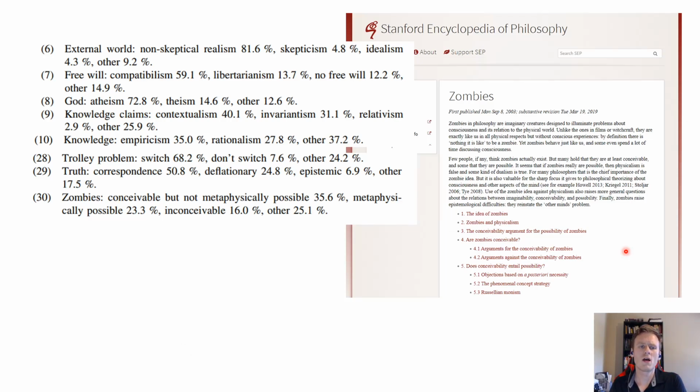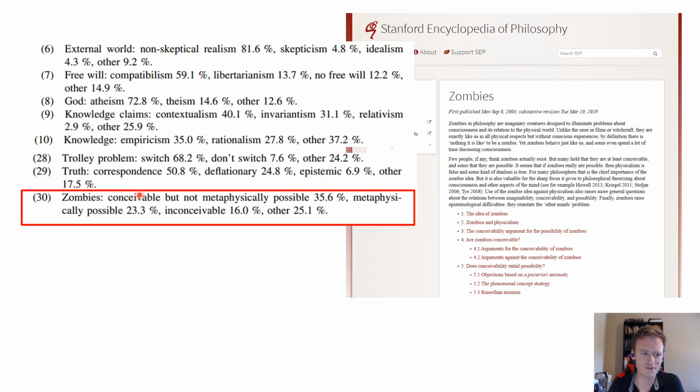I should note, this is one of the great philosophical questions, so much so that there's a whole SEP article on zombies. And in philosophical surveys, these are one of the basic questions. Here's a basic question in philosophy. What do you think about the external world? Notice most people are not skeptics. Only 5% are skeptics about the external world, which I want to know who those people are. Free will, great questions like compatibilism. Do you think that free will is compatible with determinism? Libertarianism, we are free despite a deterministic universe. No free will or other. So all these great questions, but you also have the zombie question.